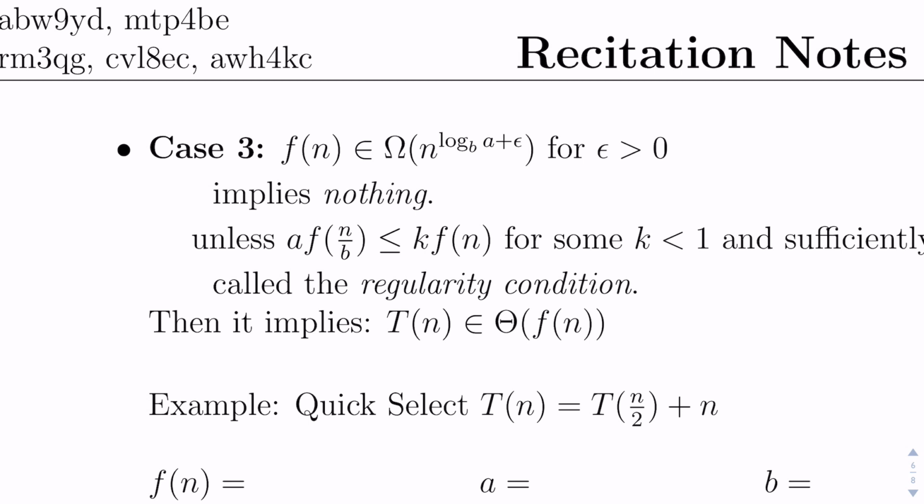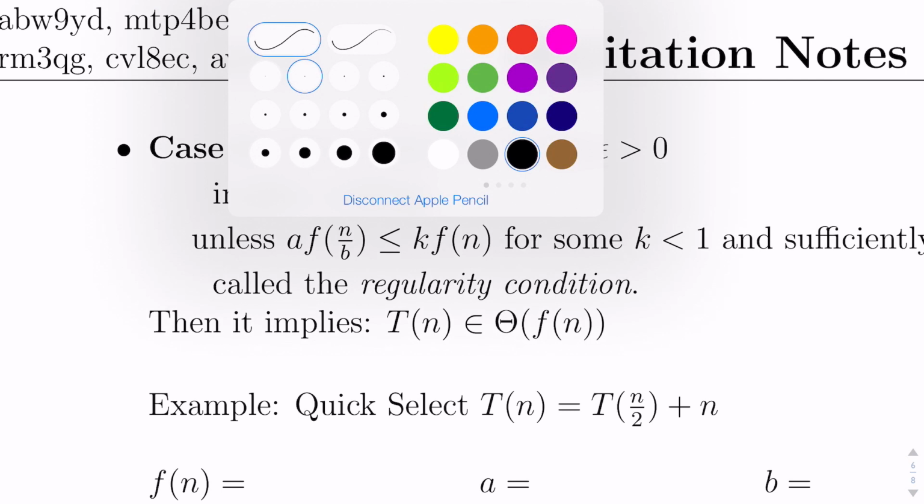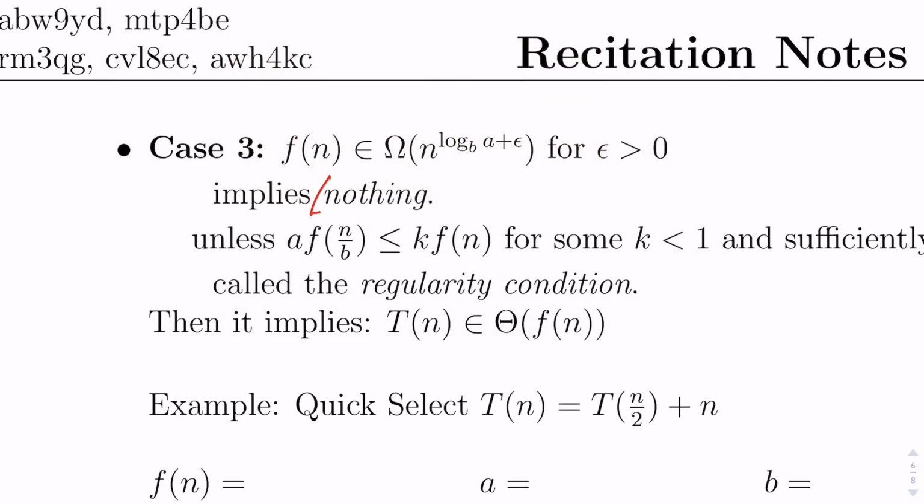But there's a problem here. This time, if we match this case, it implies nothing. I repeat, if you prove that you're in this case, but then make any conclusion, you've made an incorrect conclusion, because this means nothing.